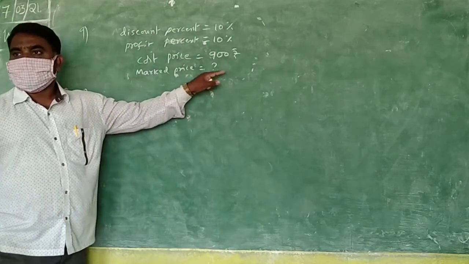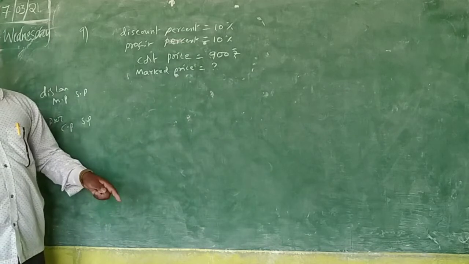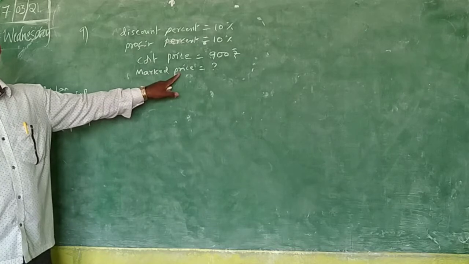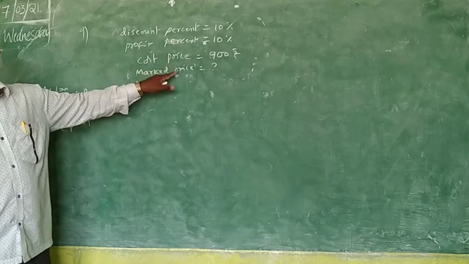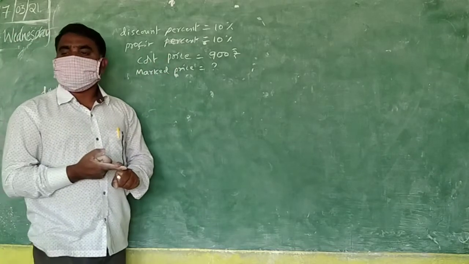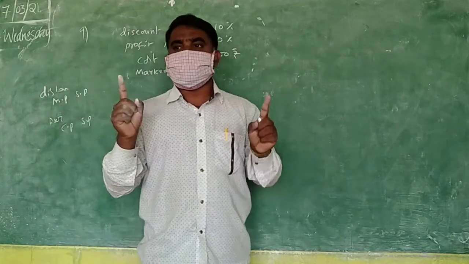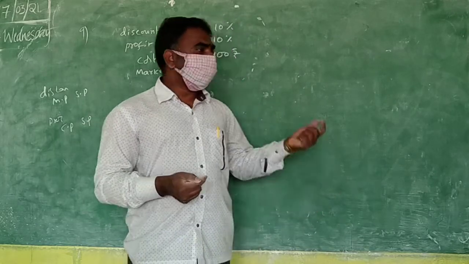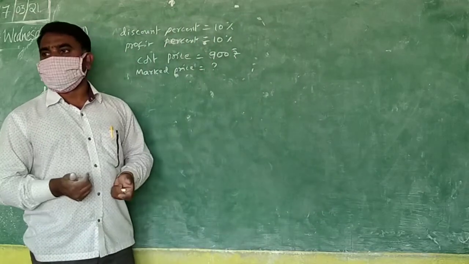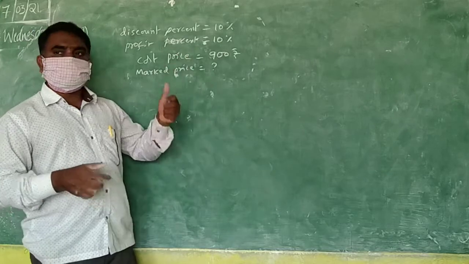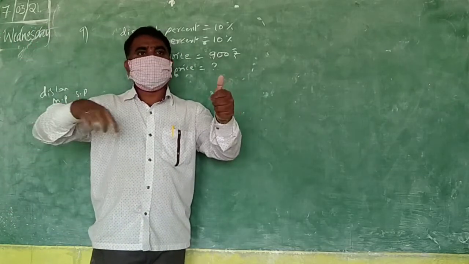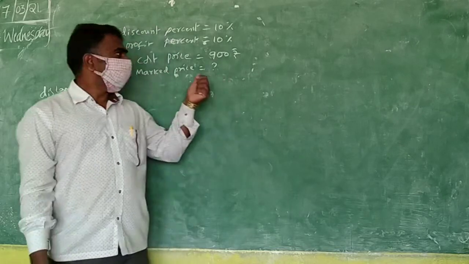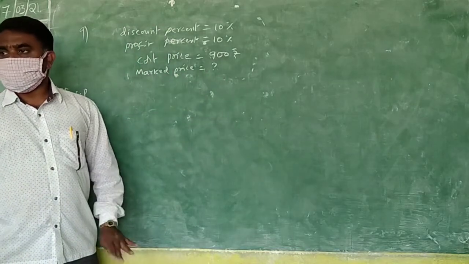Up to now, in the problems, I didn't find the relation between CP and MP directly. What calculations have you done? CP-SP calculations and MP-SP calculations. But CP-MP calculations we did not do. That's why, by using CP we will find SP, and after finding SP I will find MP. Do you understand clearly now?